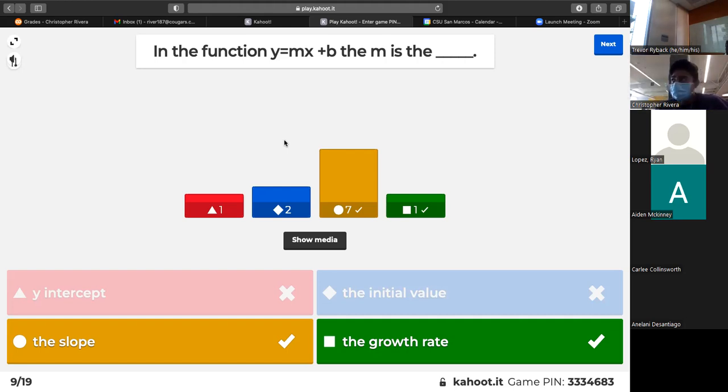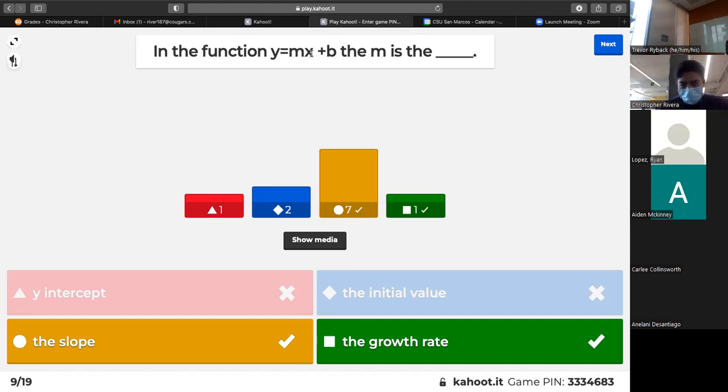The b essentially is where, say I had a graph with an x-axis and y-axis, the b is where your line crosses your y-axis. So the b is your initial value, aka where x equals 0. Your initial value is where x equals 0, because that's the initial. Wherever the line crosses the y-axis at x equals 0, that would be your b. So if it crosses the y-axis at 8, for example, your b is 8.